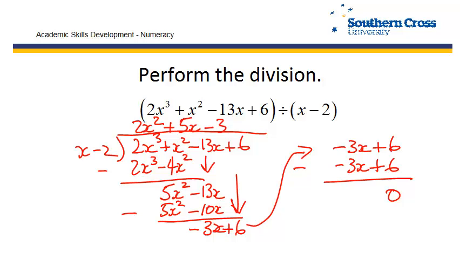So what we can say is that this is equal to 2x squared plus 5x take away 3. And just like with numbers, if you divide by a number and you get a 0 remainder, then that means that x minus 2 was a factor of this initial polynomial.